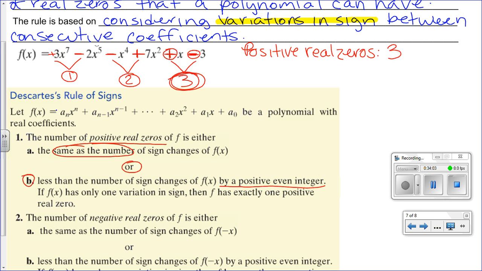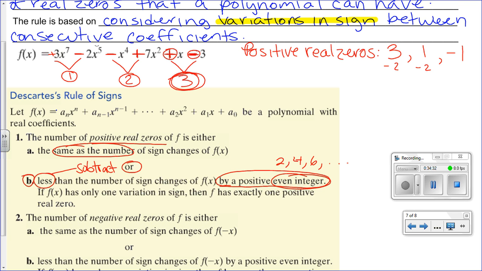So what this implies is that we're going to be subtracting. So less than, so we're going to subtract. And what we're going to subtract are even integers. And so even integers will be 2, 4, 6, and so on. So for example here, we started with 3. So if we subtract 2 from 3, we will get 1. If we subtract 2 again, we will get -1.